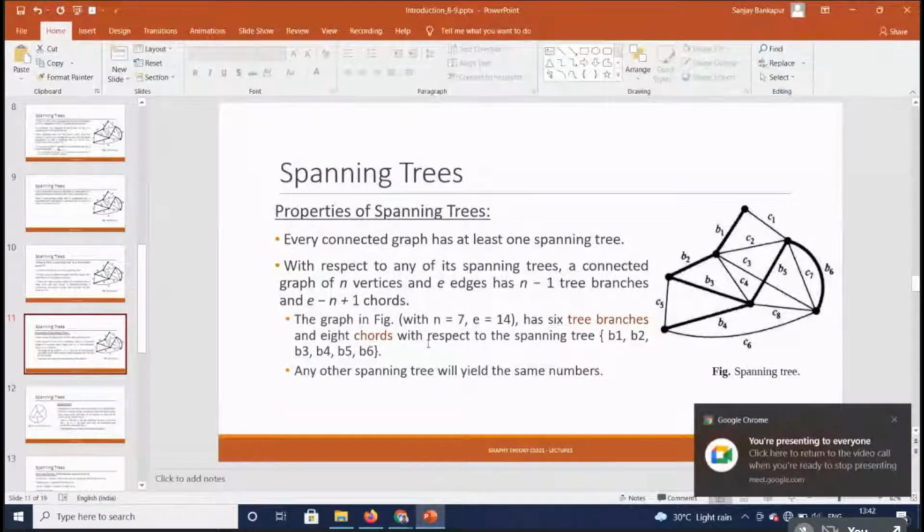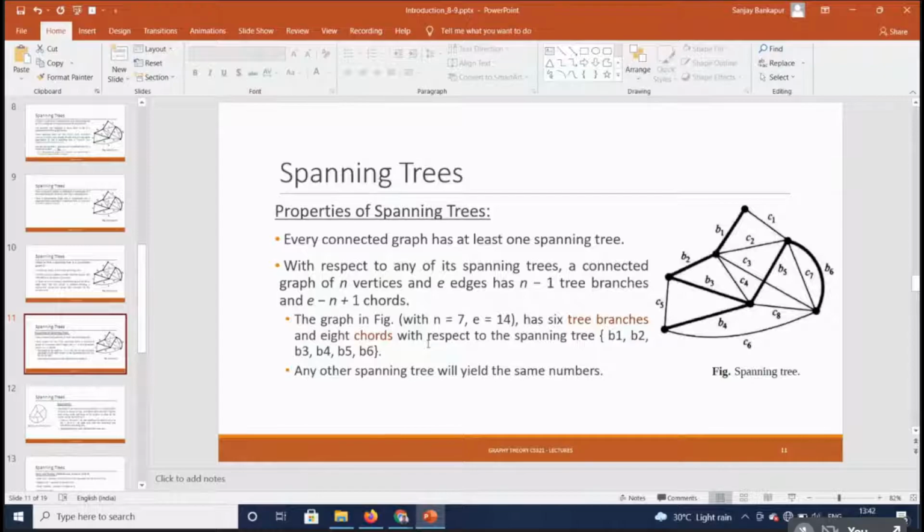So every connected graph has at least one spanning tree. That is one of the properties. The next property is with respect to any of its spanning trees. As I said, in a given graph we can have more than one spanning tree. So with respect to any of its spanning trees, a connected graph of n vertices and e edges has n minus 1 tree branches.